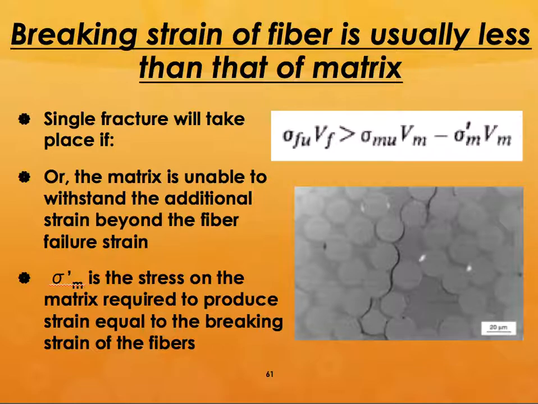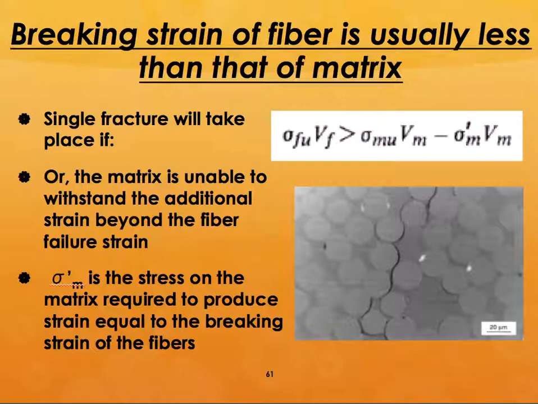So let's consider the first case where the breaking strain of the fiber is less than that of the matrix. And most of the time this is the case. In this case, a single fracture will happen if, in the constituent equation, the stress on the fibers times the volume fraction of fibers is greater than the stress on the matrix times the volume fraction of the matrix minus a factor called sigma prime matrix times volume fraction of matrix.